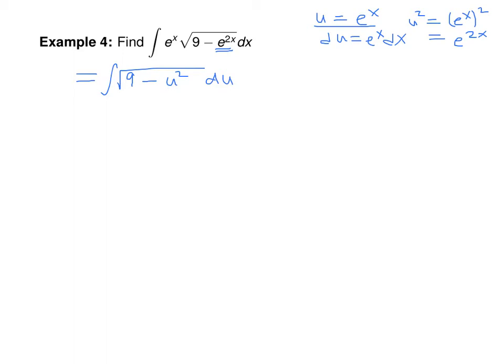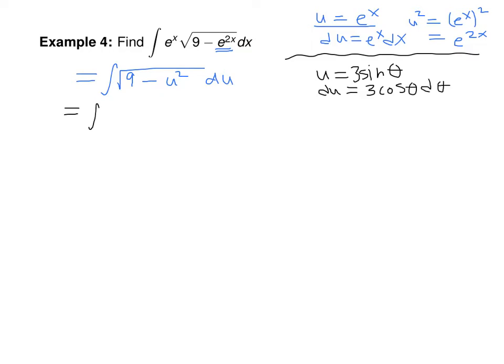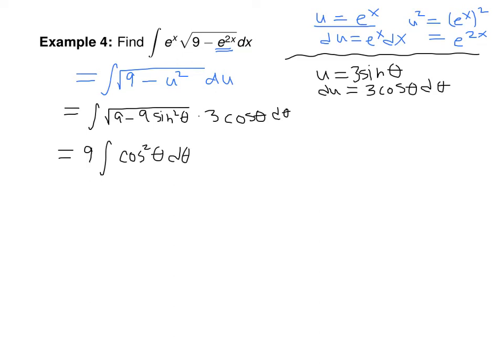So once we're there, we can let u equal 3 sine theta, and du will equal 3 cosine of theta d theta. So that gives us the integral root 9 minus 9 sine squared of theta multiplied by 3 cosine theta d theta. Now this 3 multiplied by the 3 that comes out once we root makes a 9 times the integral of cosine squared of theta d theta.